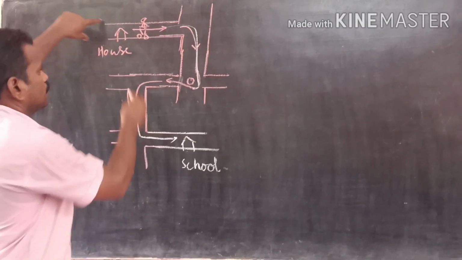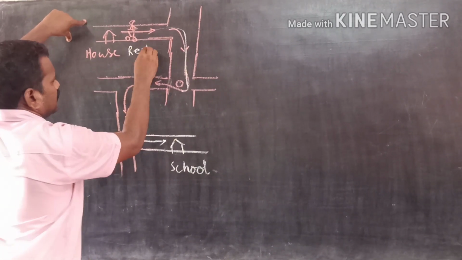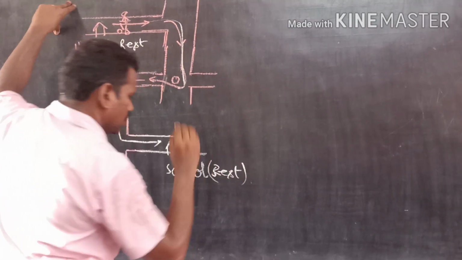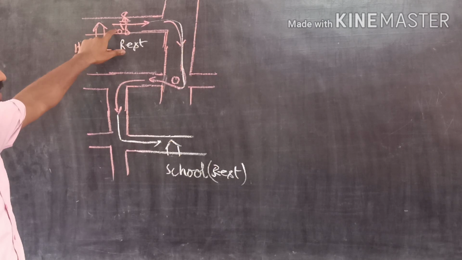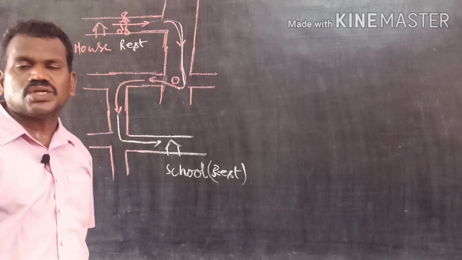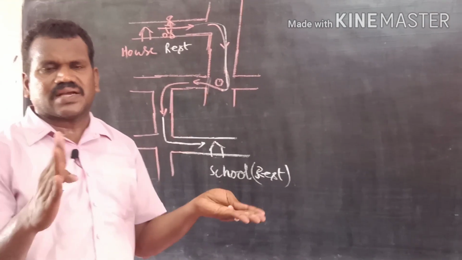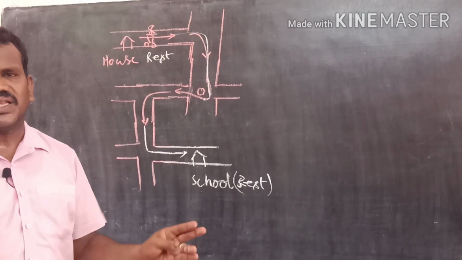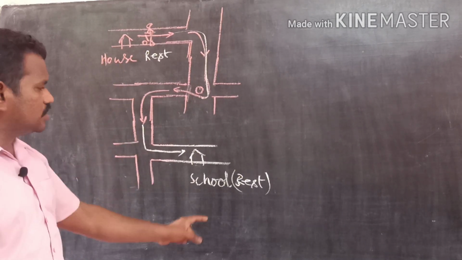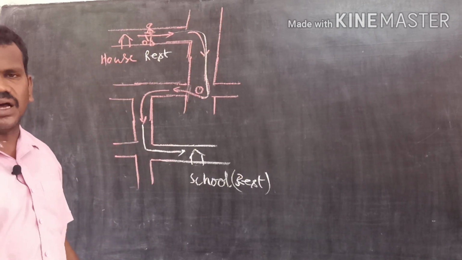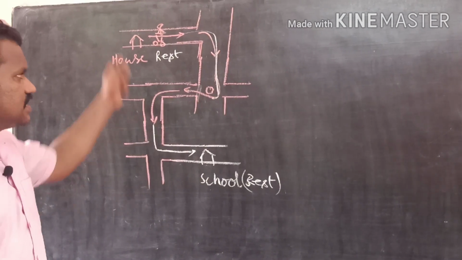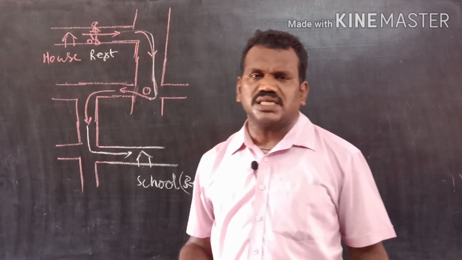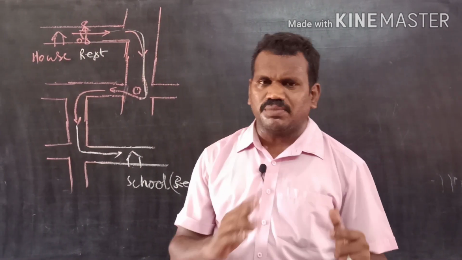At the house we are at rest position. Even at the school you are at rest position. This means whenever you are moving from one place to another place, you are not following equal displacements or equal distances in equal intervals of time. This means throughout your motion you are following non-uniform motion. Sometimes we are moving at maximum speed, sometimes at minimum speed.